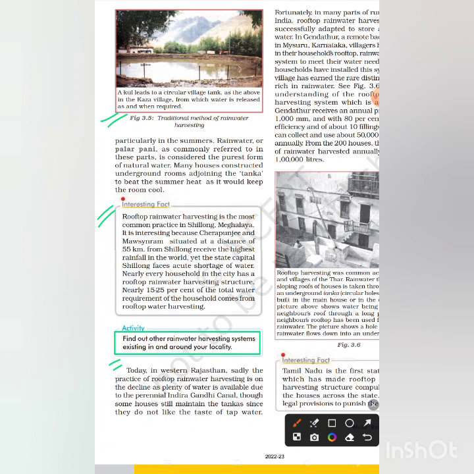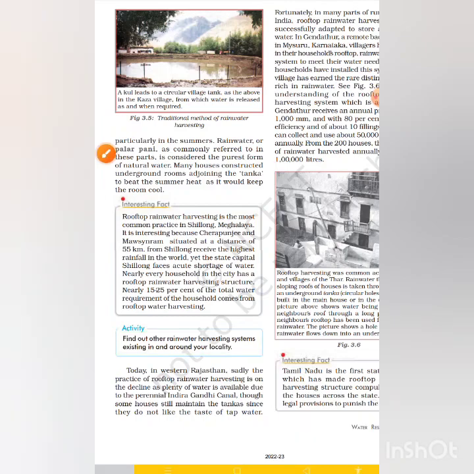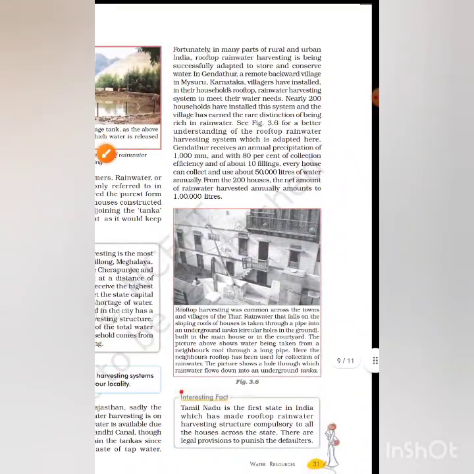Today in Western Rajasthan, sadly the practice of rooftop rainwater harvesting is on the decline as plenty of water is available due to the perennial Indira Gandhi Canal, though some houses still maintain the tankas since they do not like the taste of tap water. Fortunately, in many parts of rural and urban India, rooftop rainwater harvesting is being successfully adapted to store and conserve water. In Gendathur, a remote backward village in Mysuru, Karnataka, villagers have installed in their households rooftop rainwater harvesting systems to meet their water needs.